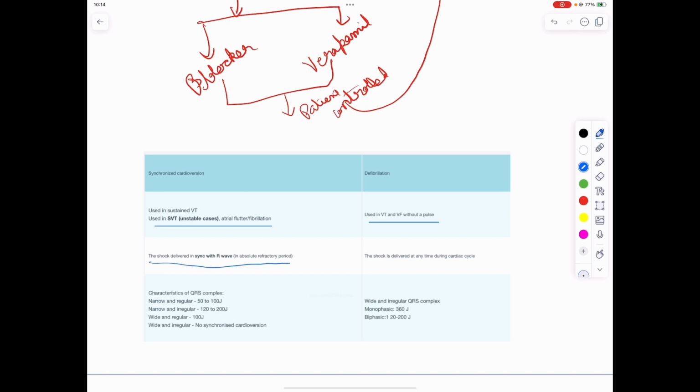The shock is delivered in sync with the R wave. In defibrillation, the shock is delivered at any time during the cardiac cycle. Therefore, this one is called synchronized, synchronized with R waves. Now, what are the characteristics of the QRS complex that you would get in cardioversion? Narrow and regular, narrow and irregular, wide and regular, and wide and irregular, no synchronized cardioversion.